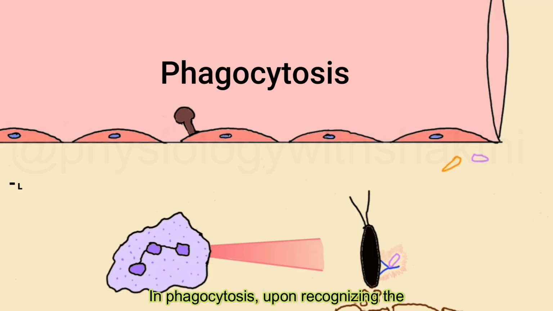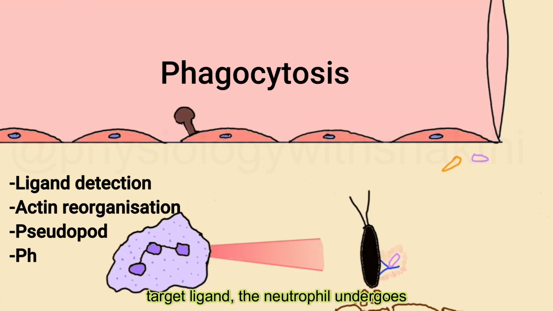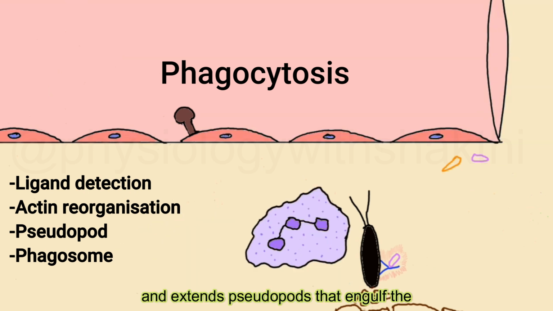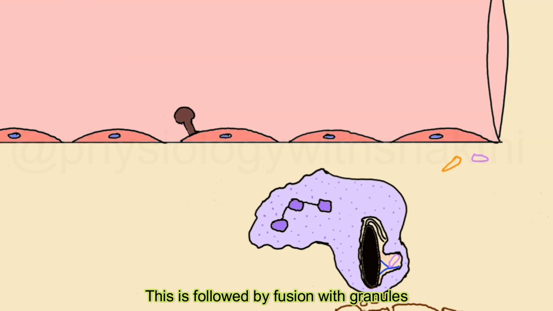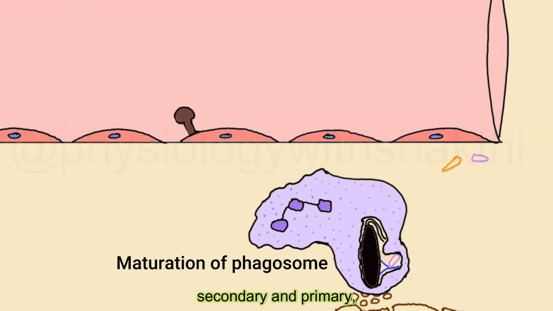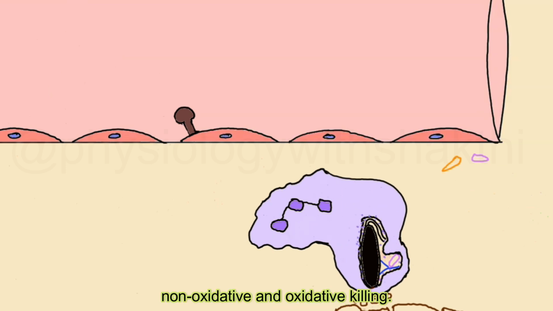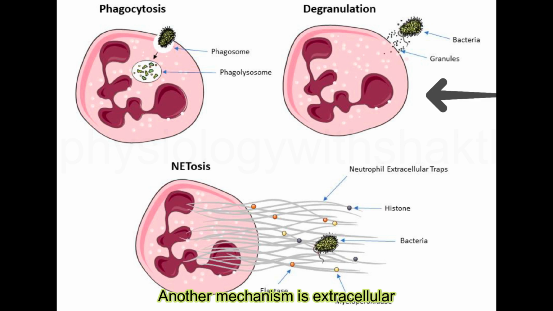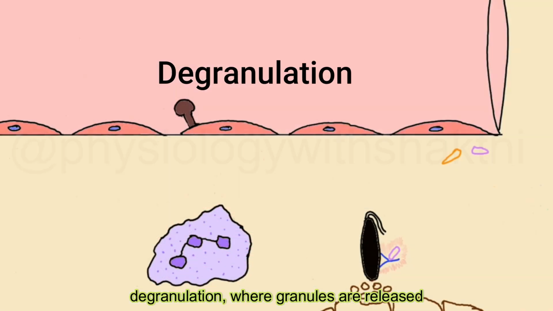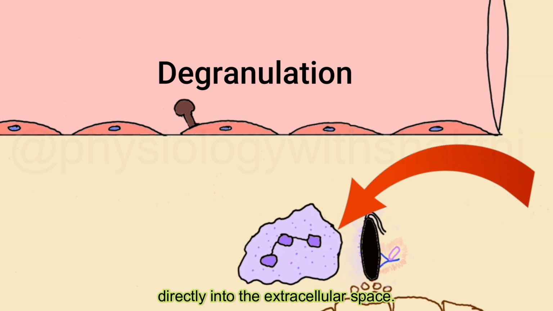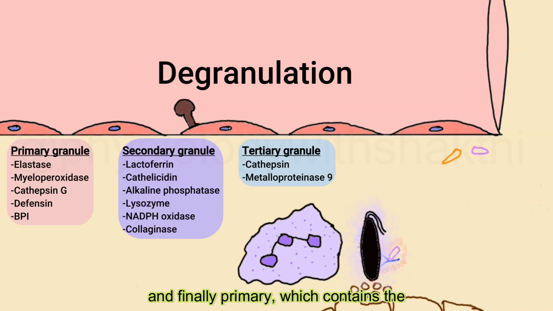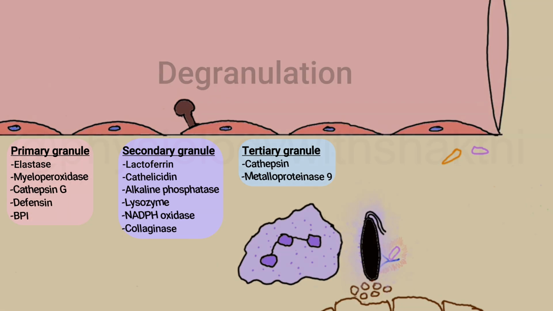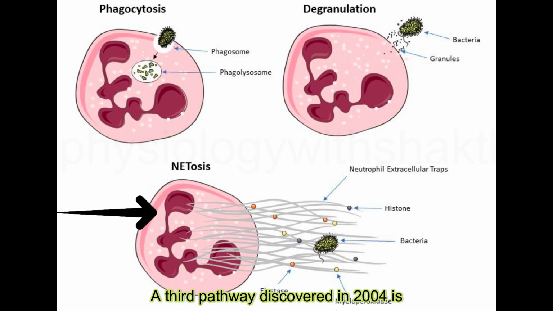In phagocytosis, upon recognizing the target ligand, the neutrophil undergoes actin reorganization and extends pseudopods that engulf the pathogen, forming a phagosome. This is followed by fusion with granules, secondary and primary, leading to both non-oxidative and oxidative killing. Another mechanism is extracellular degranulation, where granules are released directly into the extracellular space. The release occurs in a specific order: tertiary granules first, followed by secondary granules, and finally primary, which contain the most potent antimicrobial agents. A third pathway discovered in 2004 is NETosis.